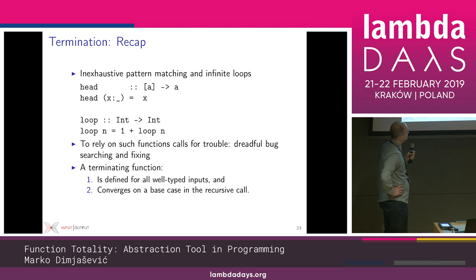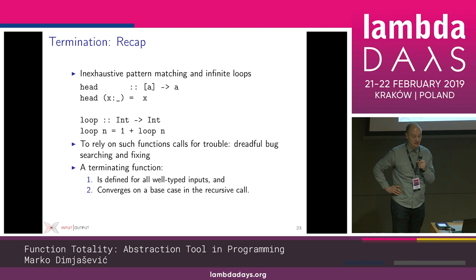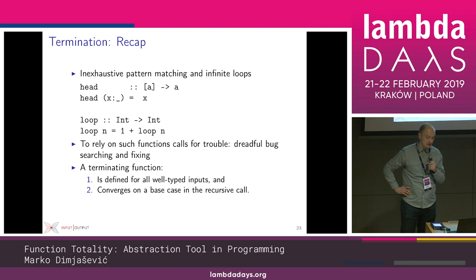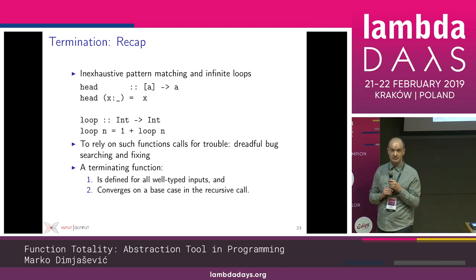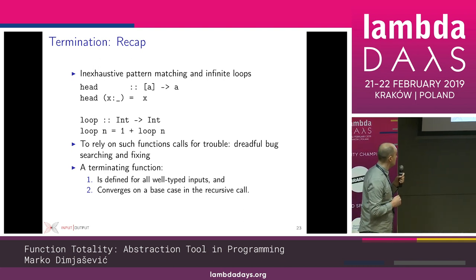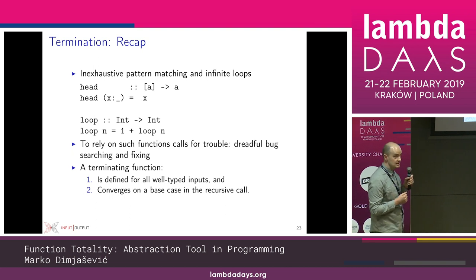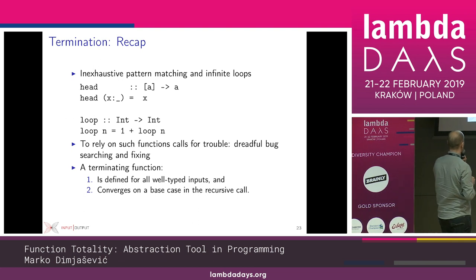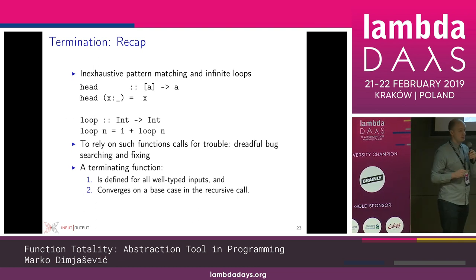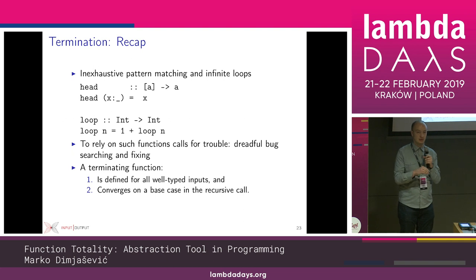So now we can say what a terminating function is. First of all, it is defined for all well-typed inputs. And the second criterion is that it converges on a base case if it has a recursive call. So we can see that the head example doesn't meet the first criterion because it's not defined for all lists. It's defined only for non-empty lists. And the second example doesn't converge on a base case because we are not decreasing this n or making it smaller. We just keep on passing on the same value.